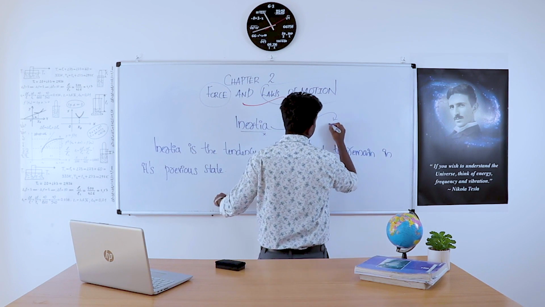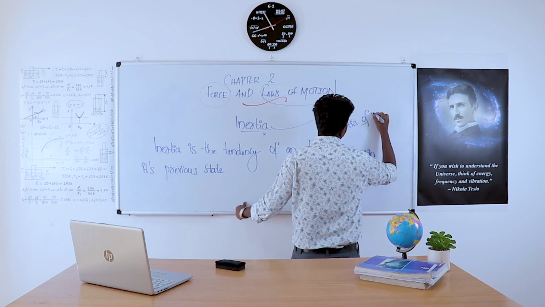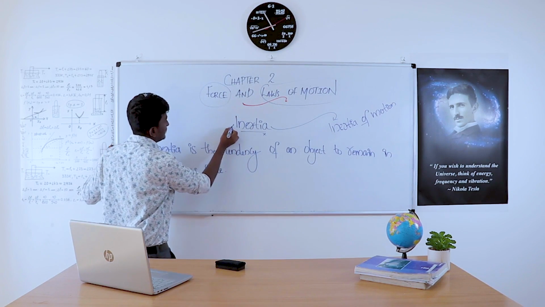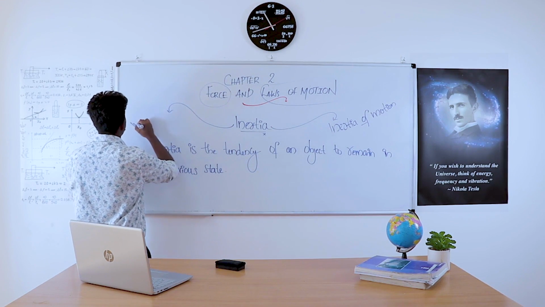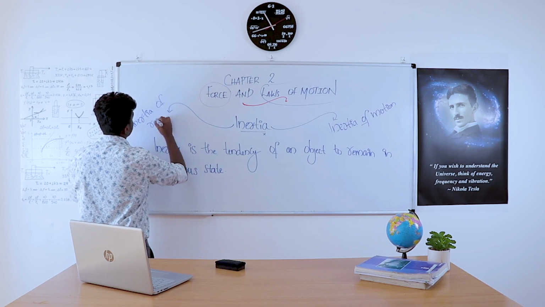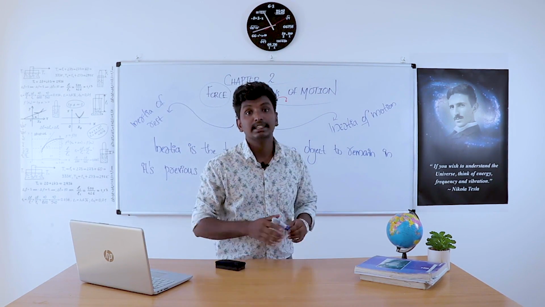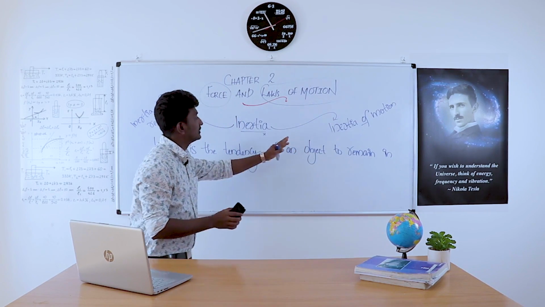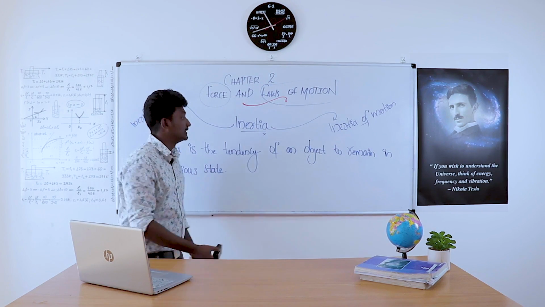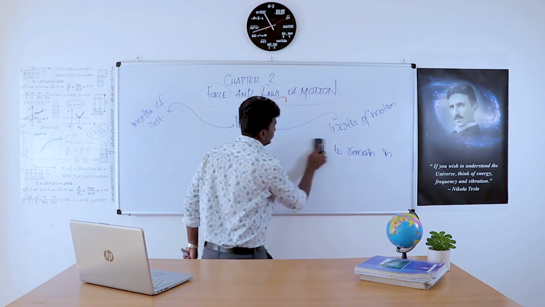We have two types of inertia. The first one is inertia of motion, and the second one is inertia of rest. We have to explain both the terms, inertia of motion and inertia of rest. First of all, I am explaining inertia of motion.